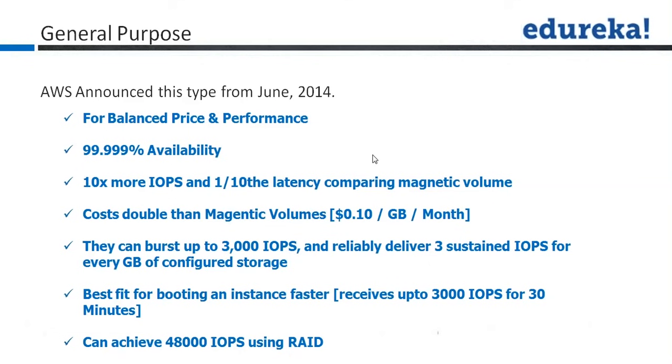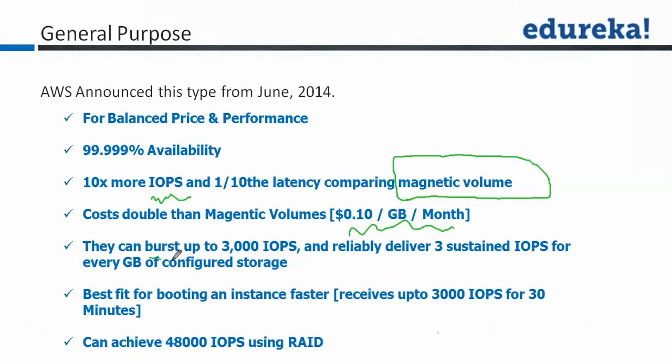So for IO requirements, Amazon provides three kinds of hard disk here. First one is general purpose, where you need a very balanced price and performance. This is the go-to scenario for you. It provides you availability. Remember, there is a difference between durability and availability. It provides 99.999 availability. It provides 10 times more IOs per second compared to your magnetic, which was the standard volume. It charges you 10 cents per GB. I'll explain everything, so don't worry, all questions will be answered.